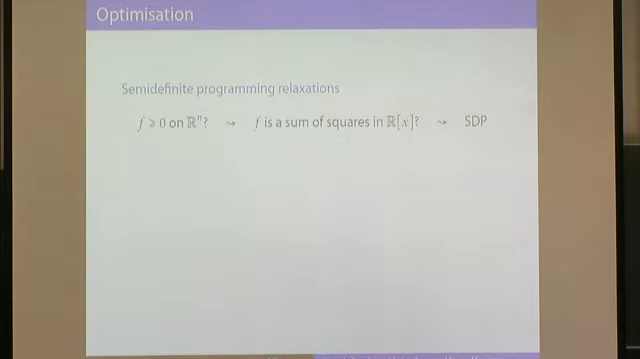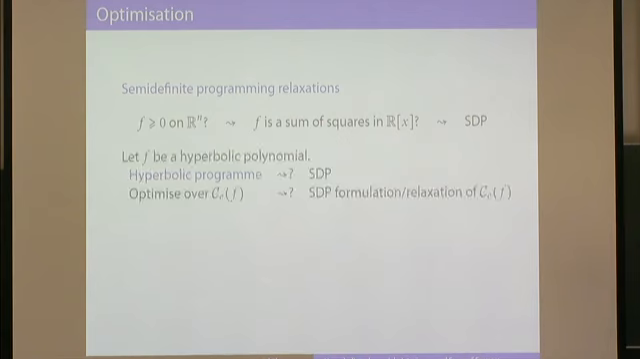You can think of this in terms of optimization. For non-negative polynomials, you want to know whether a polynomial is non-negative. You relax this to the question of whether it is a sum of squares, which you can encode into an SDP. And there's a somewhat similar problem for hyperbolic polynomials. If you have a hyperbolic polynomial, you have what is called a hyperbolic program, the task of optimizing over the hyperbolicity cone.